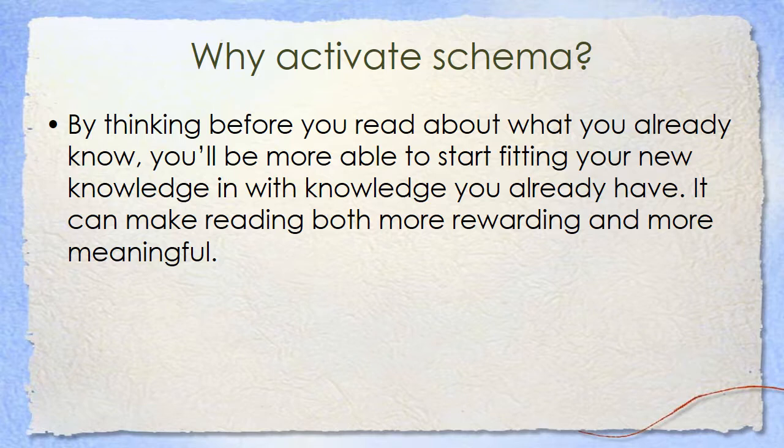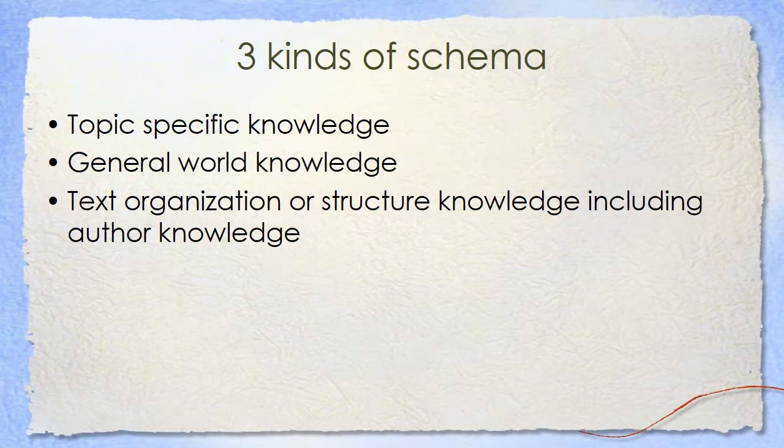So by thinking about what you already know before you start reading, you'll be more able to start fitting your new knowledge in with the knowledge that you already have. It can make reading both more rewarding and more meaningful. So there are three kinds of schema. These three kinds of schema fit together, but they can also stand on their own as good ways to help you start making sense of the new knowledge that you're gathering.